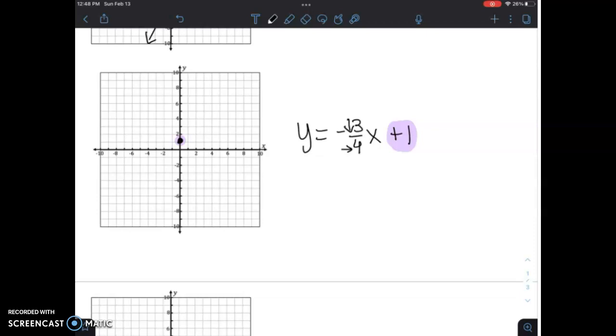So we're going to count 1, 2, 3 to the right 4. 1, 2, 3, 4. And then we'll do it again. Down 3, 1, 2, 3, to the right 4. 1, 2, 3, 4. And then we can also go up and left. 1, 2, 3, 1, 2, 3, 4.